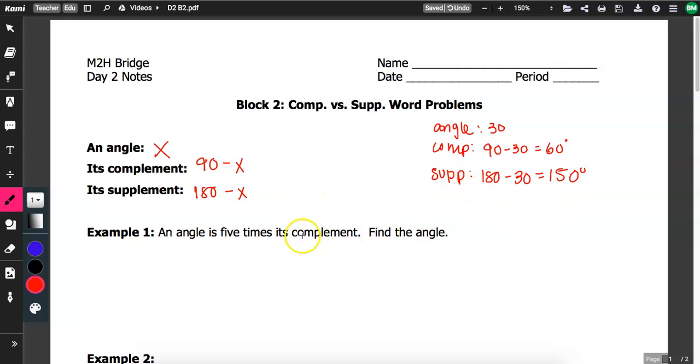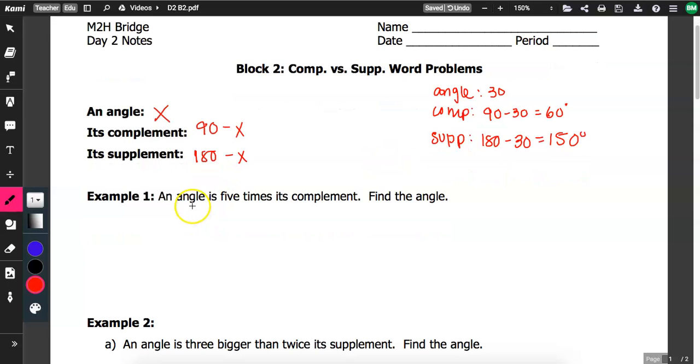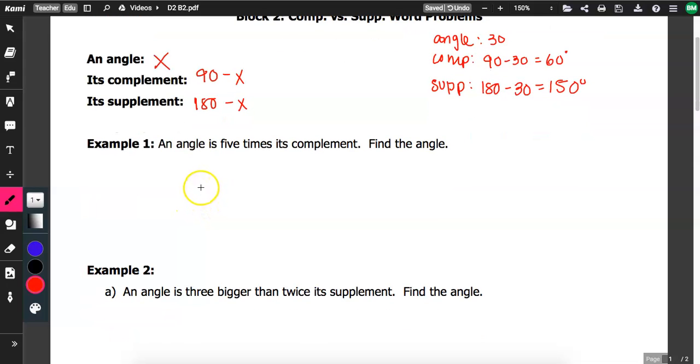Now in these word problems, we don't know the measure of X. It's usually what we're finding or part of it. So we use our variables to represent that calculation. Okay, so let's start with some examples. Example 1, very simple one. An angle is 5 times its complement.